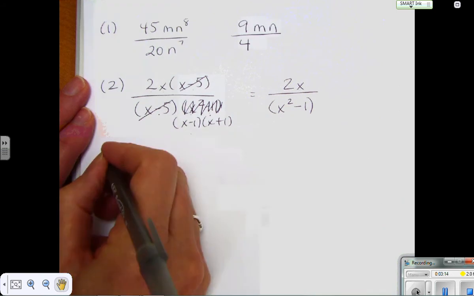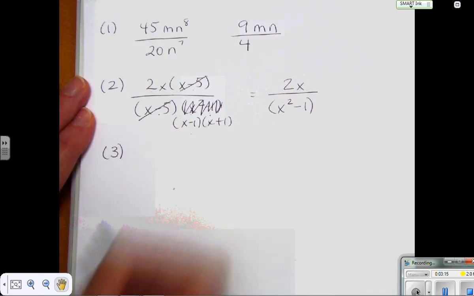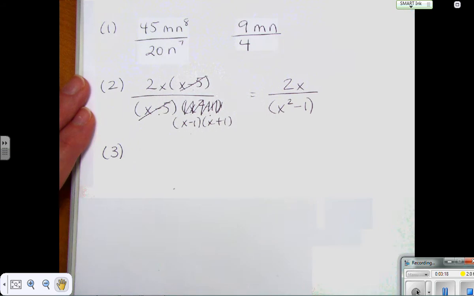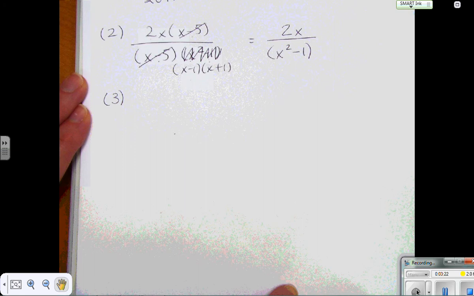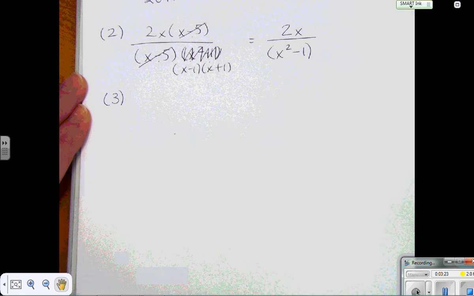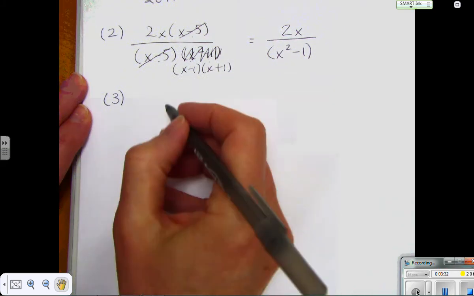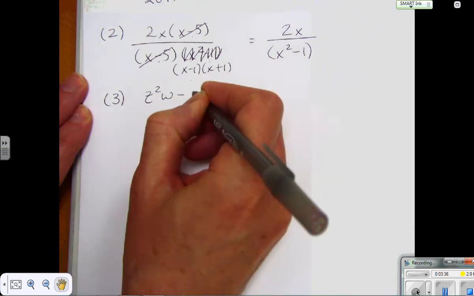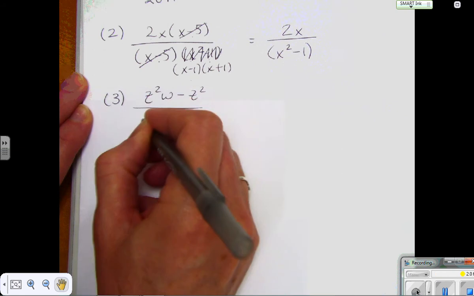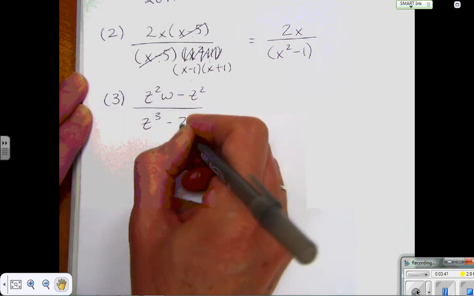Okay, let's look at number 3. We're starting out with the really simple problems because when you get to your assignment, it's going to be harder, of course, but the process is the same. So you need to make sure that you're factoring and then look for the like factors, matching binomials. Okay, so number 3, that's z squared w minus z squared over z to the third minus z to the third w.